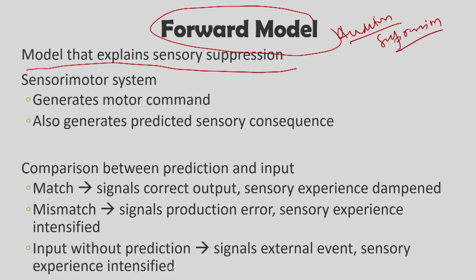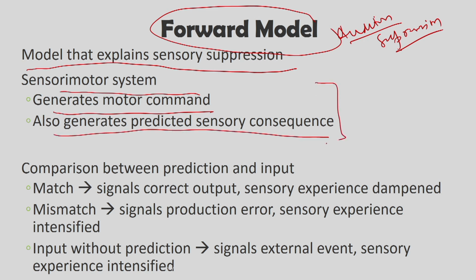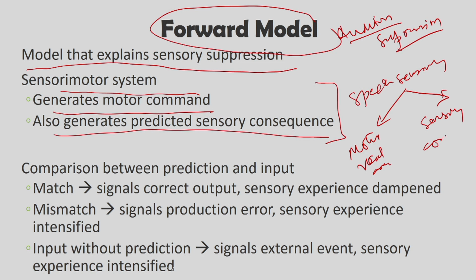If you hear yourself at the same time as you are speaking, and it does not dampen, there will be a break in your speech. So, the sensory motor system generates a motor command, and also generates sensory consequences. The speech sensory system generates two commands when it starts speaking. It generates a motor command to vocal areas for producing speech. At the same time, it also generates a sensory consequence of what sound will be produced.